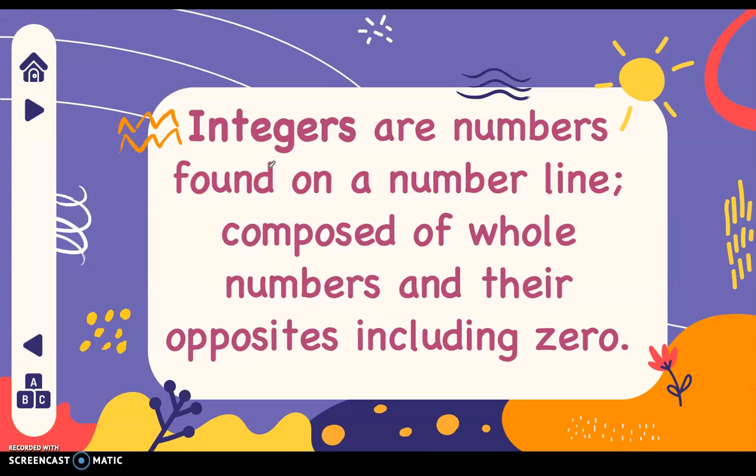These are numbers found on a number line composed of whole numbers and their opposites, including zero. When you say opposite, that is positive or negative. Now let's apply integers in real life.